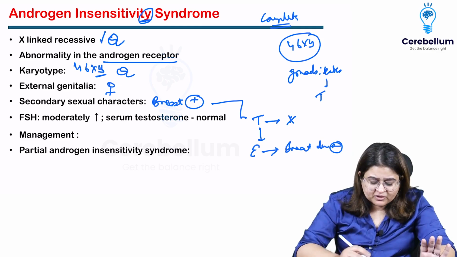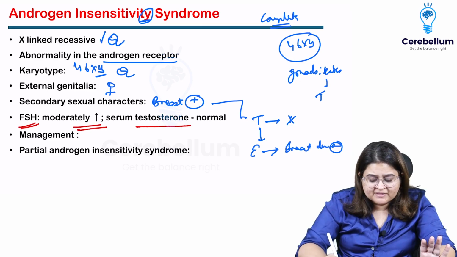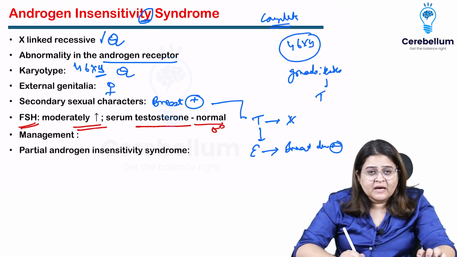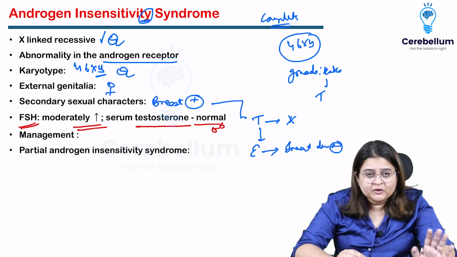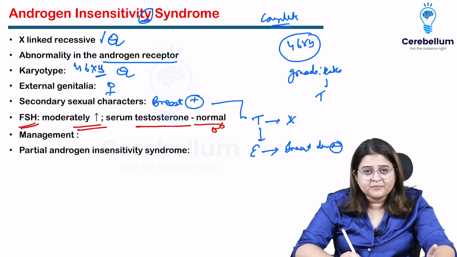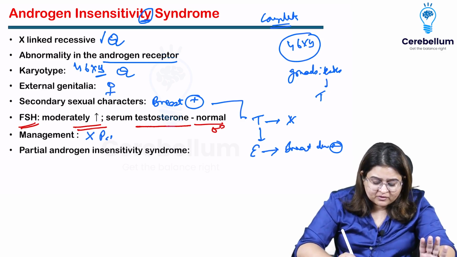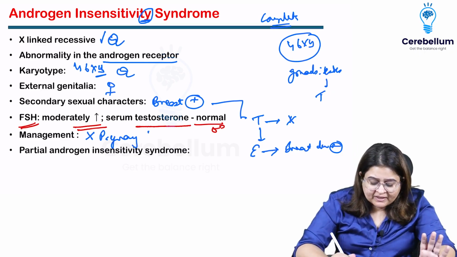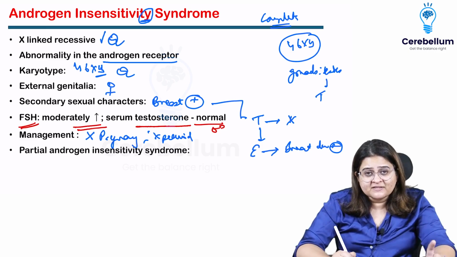If you do the hormonal levels, you'll find the FSH is moderately high and the testosterone levels are normal for the male value levels. How do you manage this girl? Because she's been brought up as a girl, we will call her a girl. Can she get pregnant? No, she can't get pregnant, because she doesn't have ovaries, she doesn't have a uterus. There's no possibility. Can she get her period? No, she can't get her period because there is no uterus, no ovaries. Can she have sexual function?